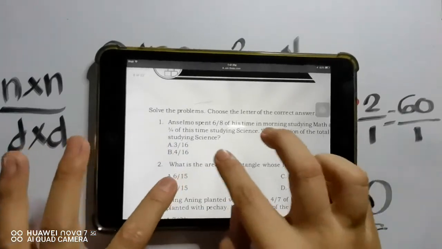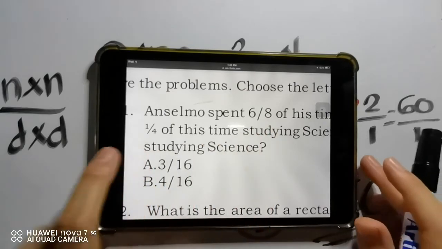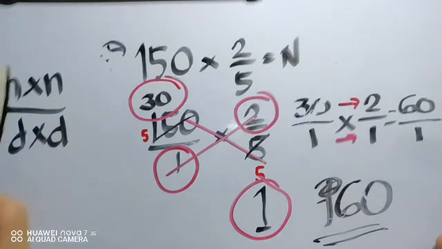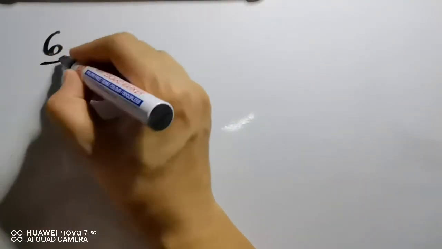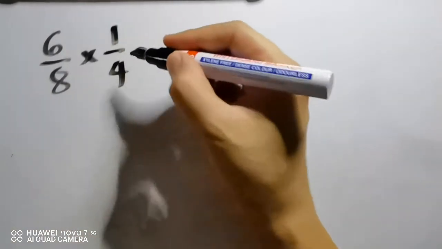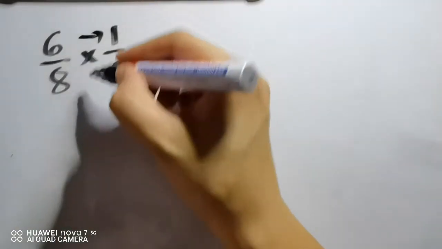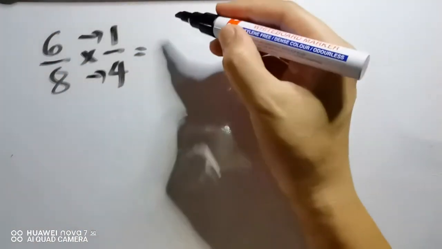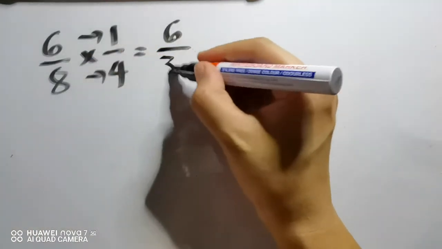Okay? So, ang given natin ay 6/8 and 1/4. So, solve natin. Okay. Pakita natin kung paano yung dalawa. So, yung isa ay 6/8 times 1/4. Pwedeng diretso multiply. 6 times 1 and then 8 times 4. So, 6 times 1, we have 6 over 8 times 4, 32.